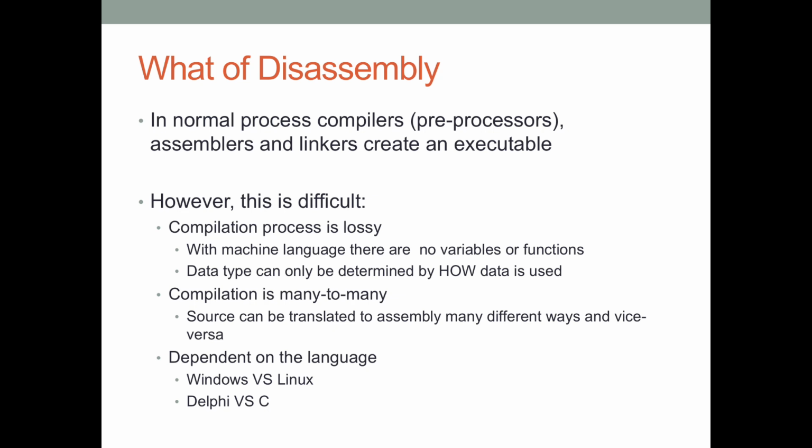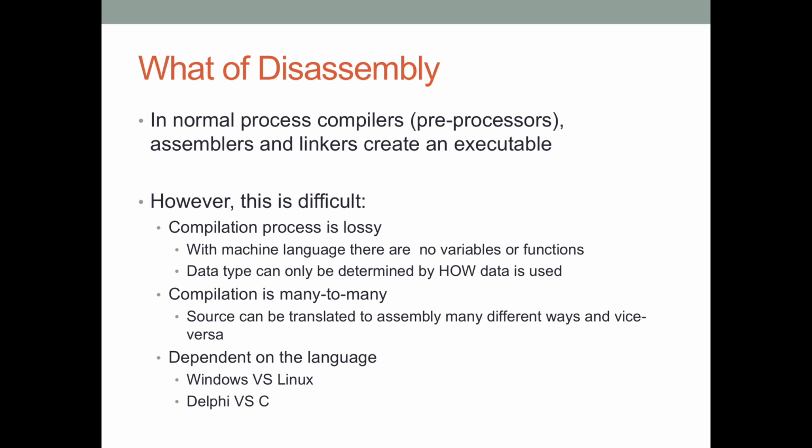The reverse of that is difficult. The compilation process is lossy. That means that with machine language, there are no variables, there are no functions. It's a series of addresses that contain either data or instructions. And so oftentimes the only way we can determine what type of data we're dealing with is in how that data is used. And so we lose some of that. We look at the source of a C program, we can see it's an integer variable, right? We look at that in assembly and we might not be able to tell. We'll have to read or trace through that program in order to determine exactly how it's being used.